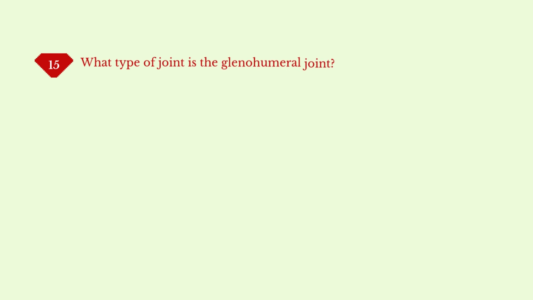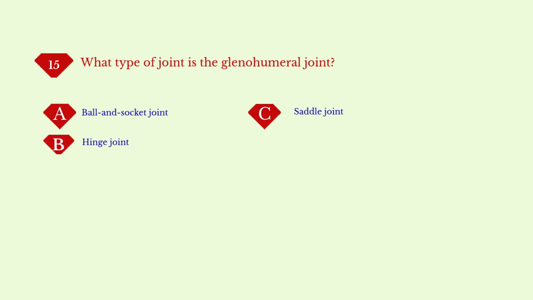What type of joint is the glenohumeral joint? A. Ball and socket joint. B. Hinge joint. C. Saddle joint. D. Condyloid joint. Answer: A.